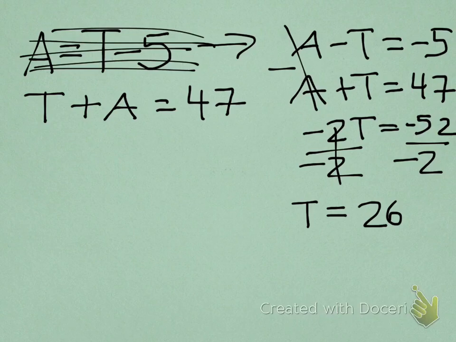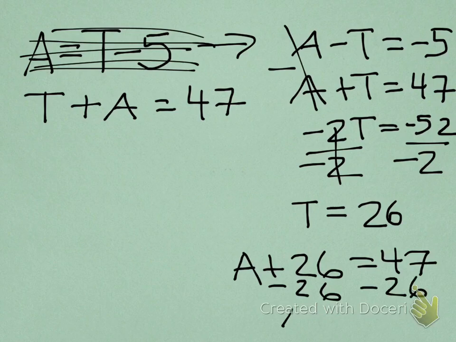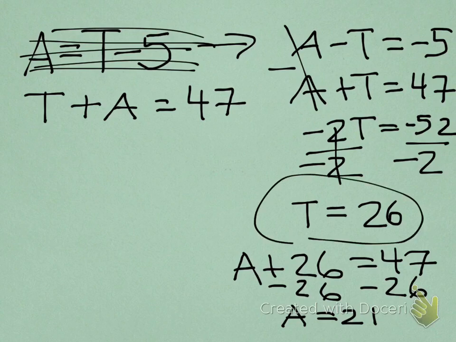And then I plug that back into either one of the equations. So let's do the second one. I have A plus 26 equals 47. Solving for A. That's going to give me 21. And that's going to be my answer.